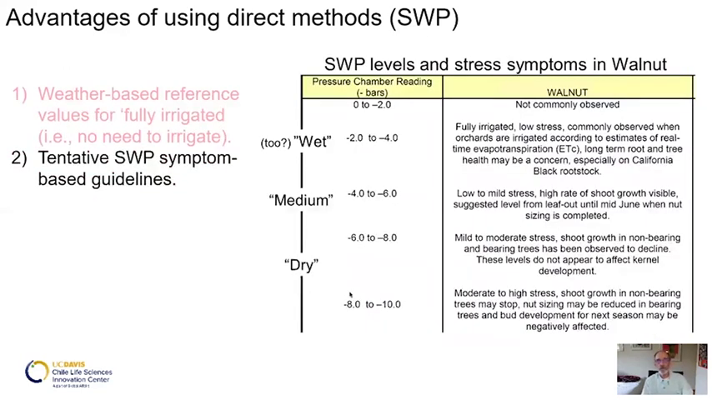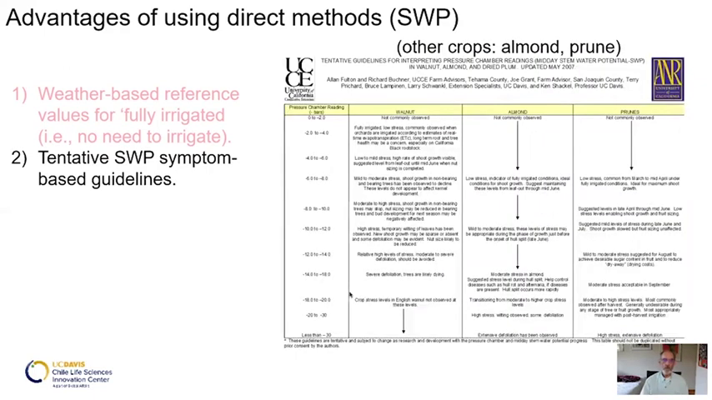Now, we also have for walnut and other crops a series of stress symptoms that are associated with different levels of stem water potential. And this is an example table for walnut. We also have examples for almonds and prunes, and some people have developed some for other crops. So these are guidelines. They're good, useful values to get an idea about what level of stress you might expect, and what symptoms you might expect for the different levels of stress.